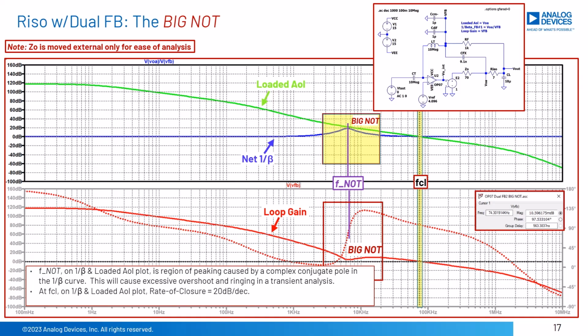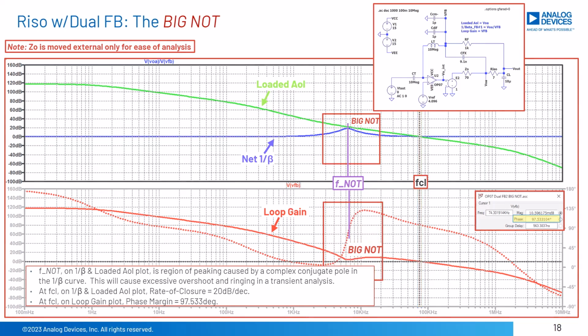But the rate of closure is still 20 dB per decade at FCL on our loaded AOL and net 1 over beta plot. In our loop gain plot, we see rapid phase shifts indicating a complex conjugate zero at F_naught. But at FCL on our loop gain plot, we read 97.533 degrees of phase margin. Traditional analysis of real poles and zeros in the loop gain plot does not hold for the big knot.